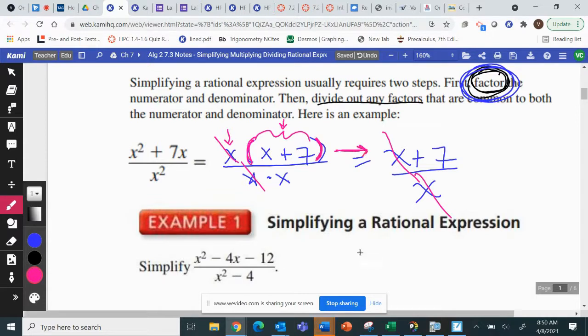So when I went over here, why can't I cancel the x from it? It's part of a factor. You can't cancel part of a factor. You cancel the entire factor. If I want to cancel something here, what I have to do is say, what can I factor from x plus 7? What can I factor of x plus 7? What can I factor?